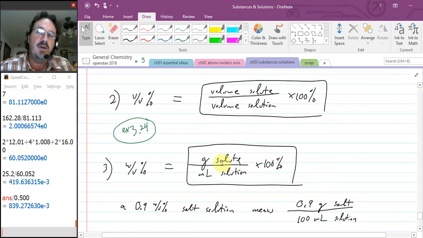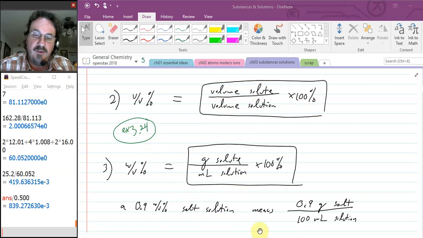The second one that you might run into is a percent by volume. So instead of mass divided by mass, it's volume divided by volume. Again, it's always solute on the top, solution on the bottom. So volume of the solute divided by the volume of the solution times 100. Right? Otherwise, it's identical. So instead of working in grams, we're working in volumes, maybe liters or milliliters.